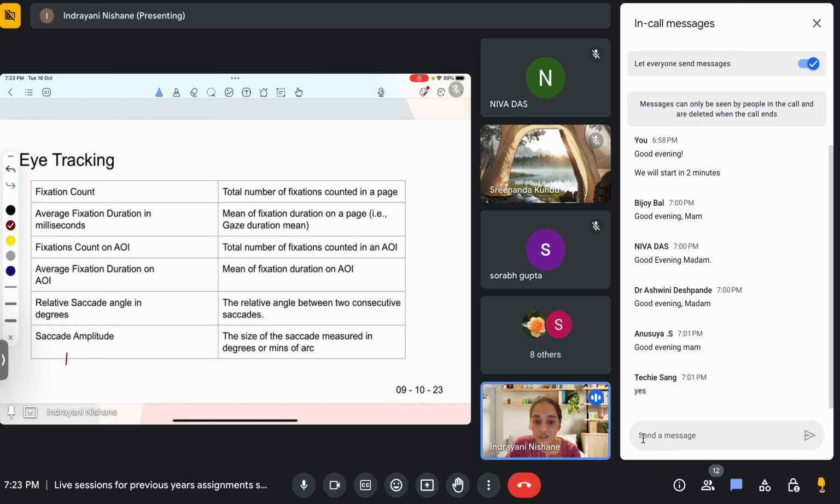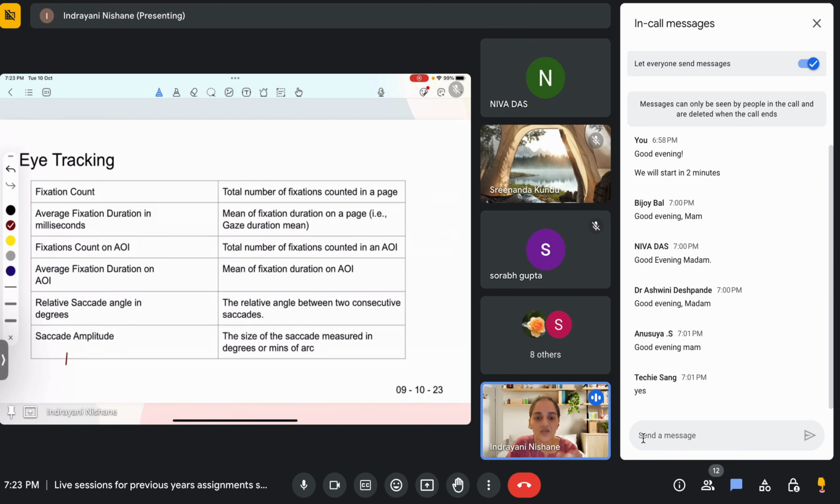Then fixation duration, so for how long I was looking at a particular coordinate. So that will give the fixation duration. So how do we get the duration? Because every eye tracker data has a timestamp. So depending on the timestamp, we can calculate the fixation duration.